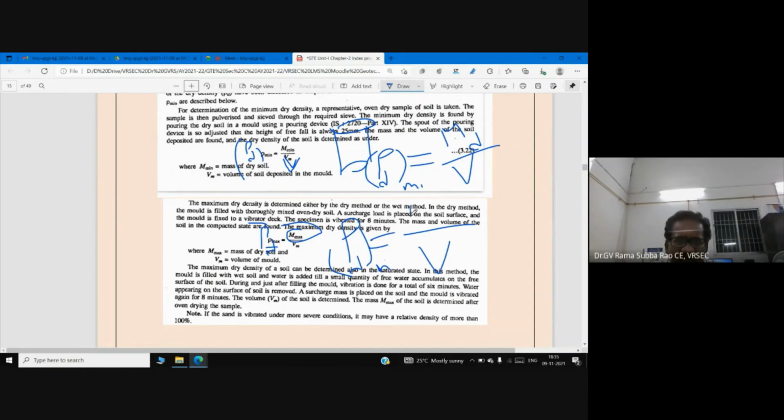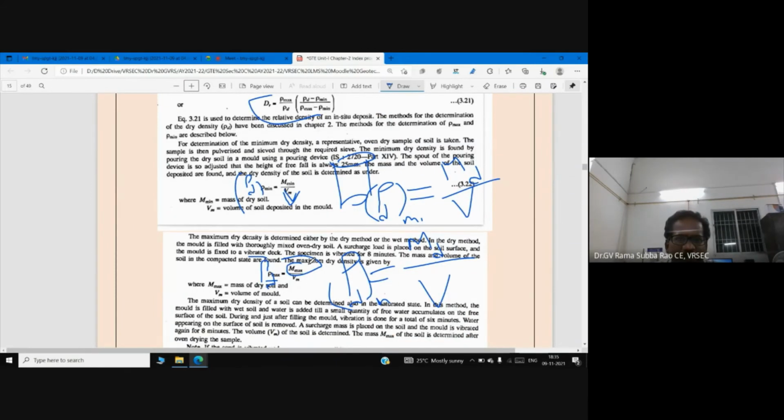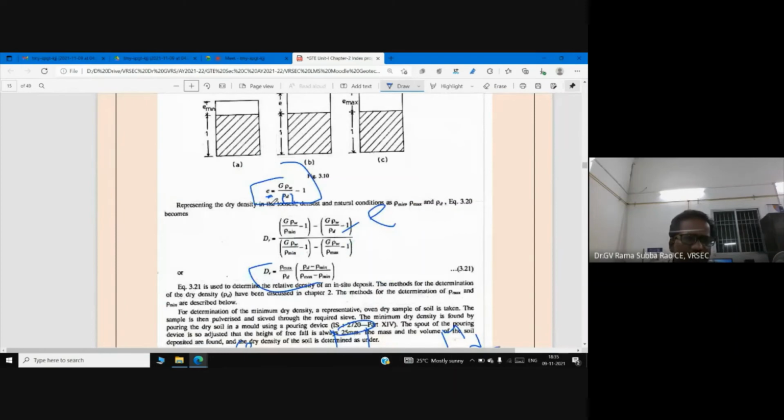Now the mass of the dry soil will be reduced because you are pouring the sand loosely within the same mold, so the mass will be less. If you compact, then it will be more. That's why I'm using these two words, ρd min and ρd max. This is the way we determine ρd max. And e, the natural void ratio, can be determined using the formula e = G ρw / ρd - 1. It is very interesting how to determine ρd.